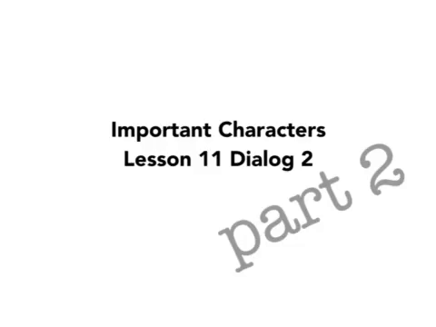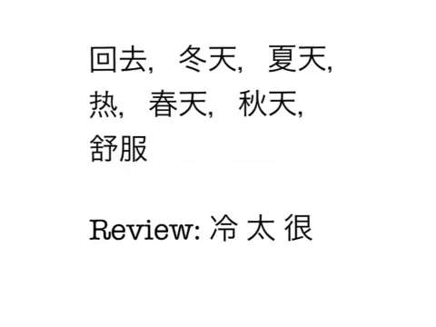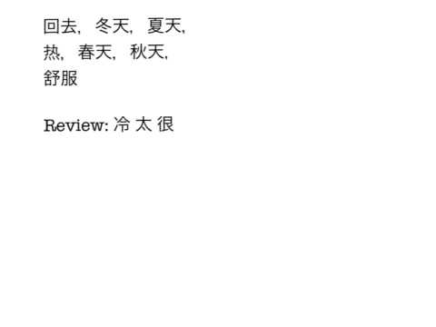Hi, 大家好. Now it's time for Lesson 11 Dialogue 2, Part 2, the second half of the important characters from Lesson 11 Dialogue 2. Let's take a look and see what we got. Okay, reading through these really quick. 回去，冬天，夏天，热，春天，秋天，舒服. And then for review we have 冷, 太, and 很. So let's take a look and see how these are written with the correct stroke order in mind.